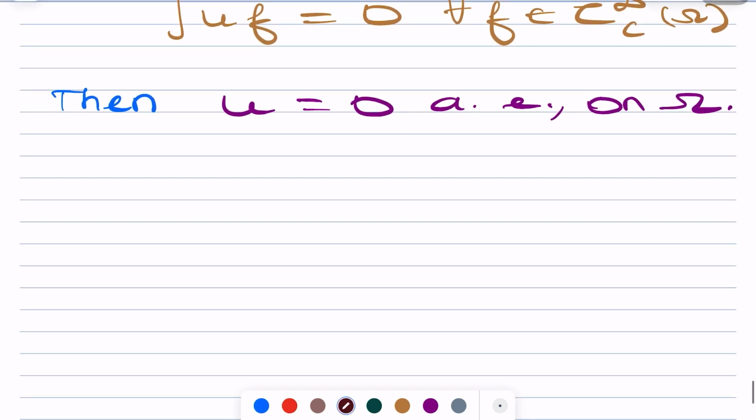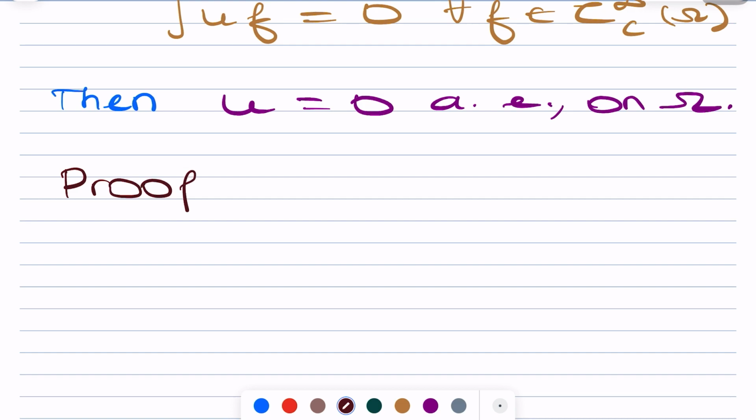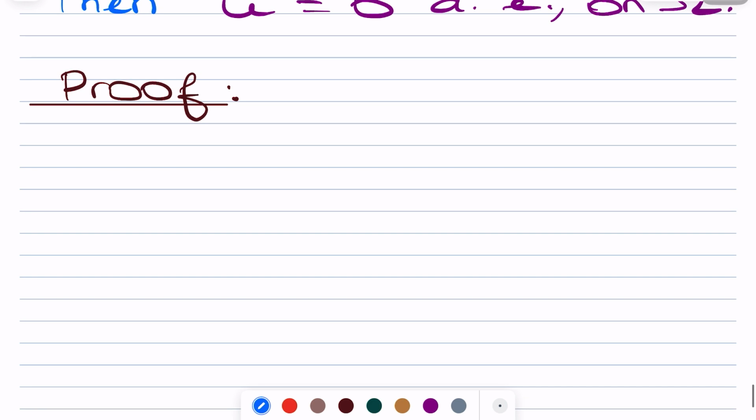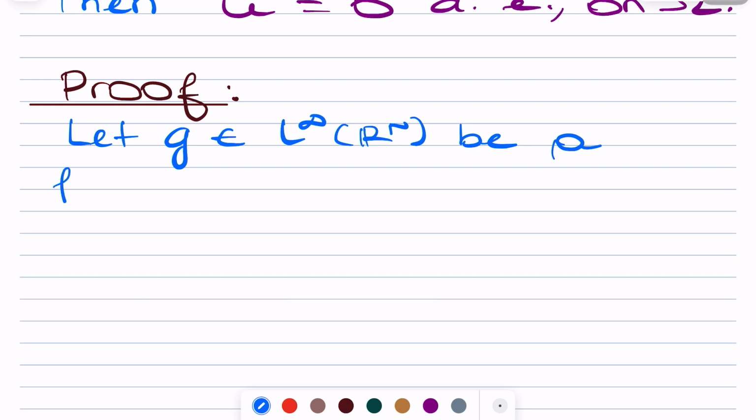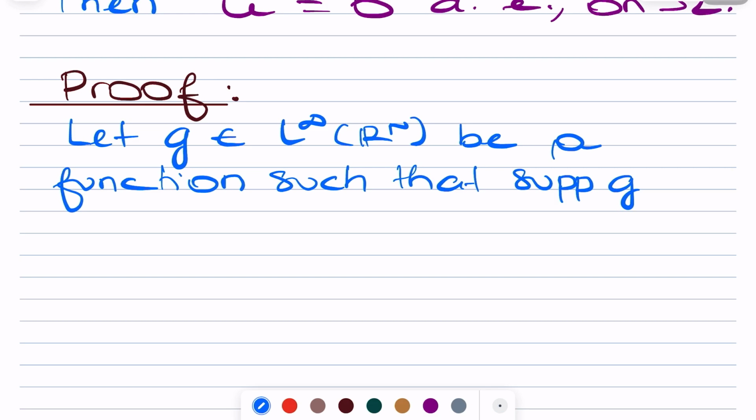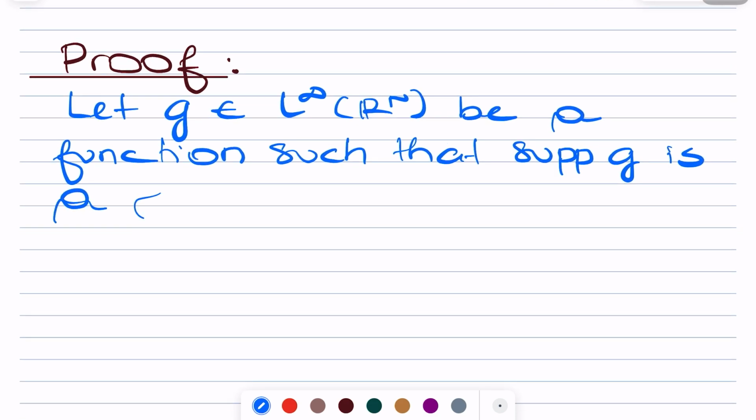Okay, proof. Let G be in L infinity of Rn. I will explain the main idea of the proof, so just follow for now. I will tell you the spirit. So let G be in L infinity of Rn, a function such that the support of G is a compact set contained in omega.